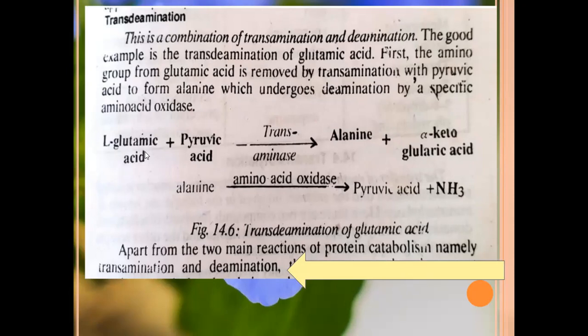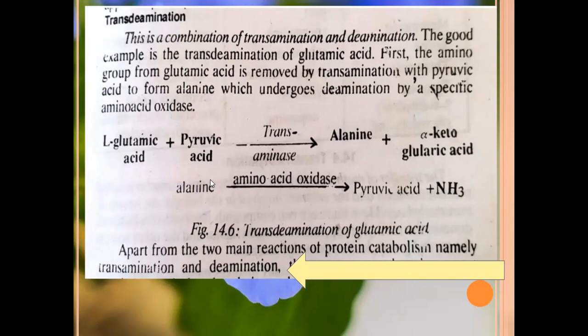From glutamic acid, the amino group is transferred to pyruvic acid. After transamination, pyruvic acid is converted into alanine, and glutamic acid is converted into alpha ketoglutaric acid. See, alanine contains the amino group. The next process is deamination.